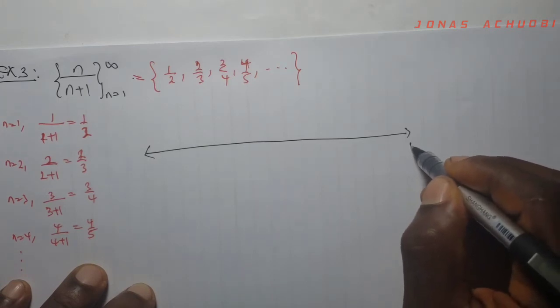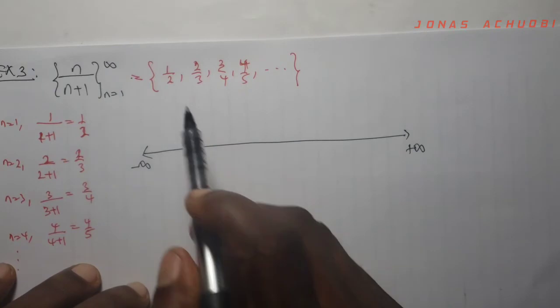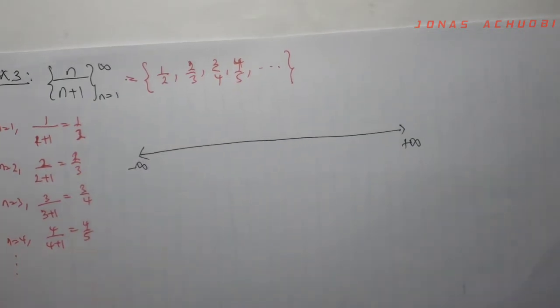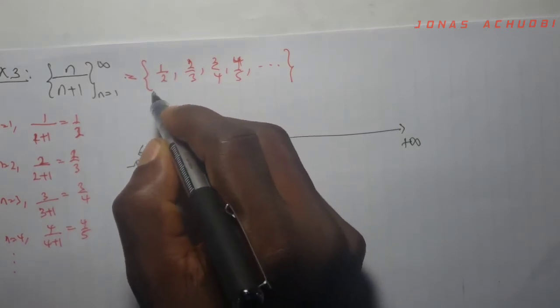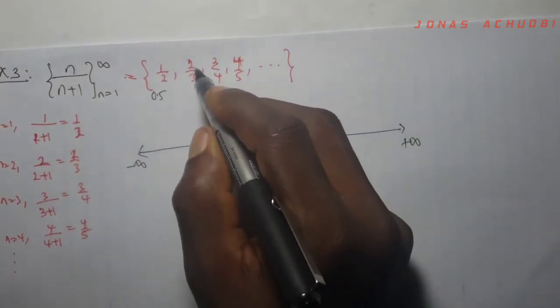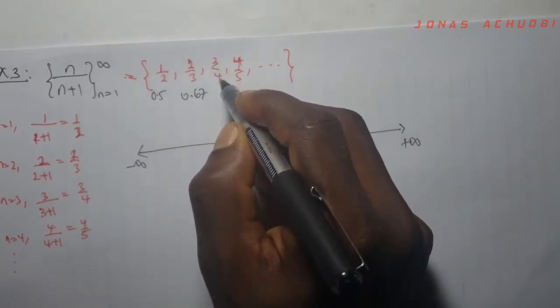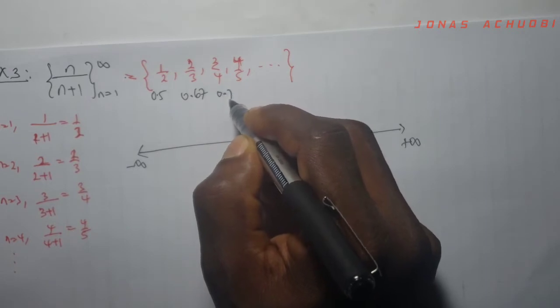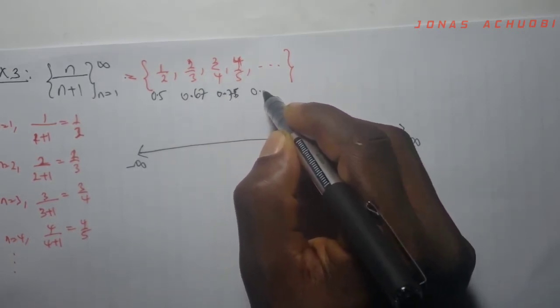So this is my plus infinity, and minus infinity. So the first term there is half. I'd like to write the decimal equivalent of these numbers, since it will help us to know which number is to the left and which one is to the right of which number. Now 1 over 2, if you punch a calculator, is the same thing as 0.5. 2 over 3 is 0.67. 3 over 4 is 0.75. 4 over 5 is 0.8.